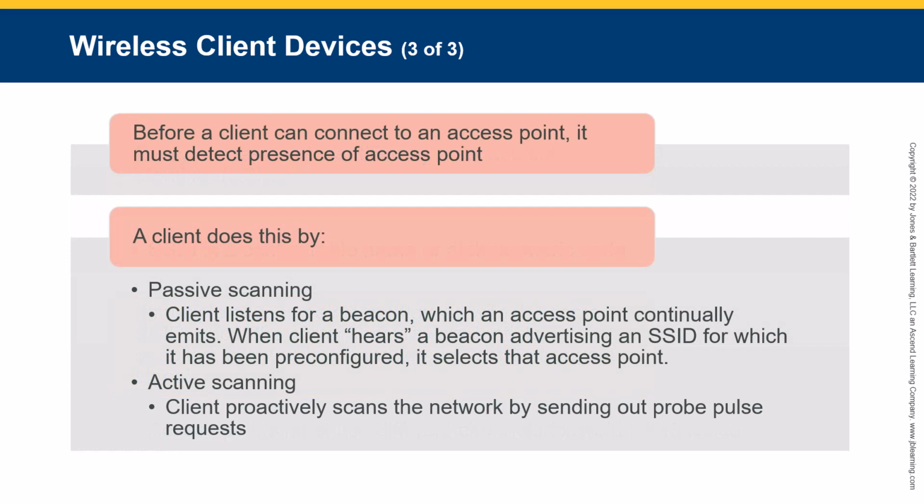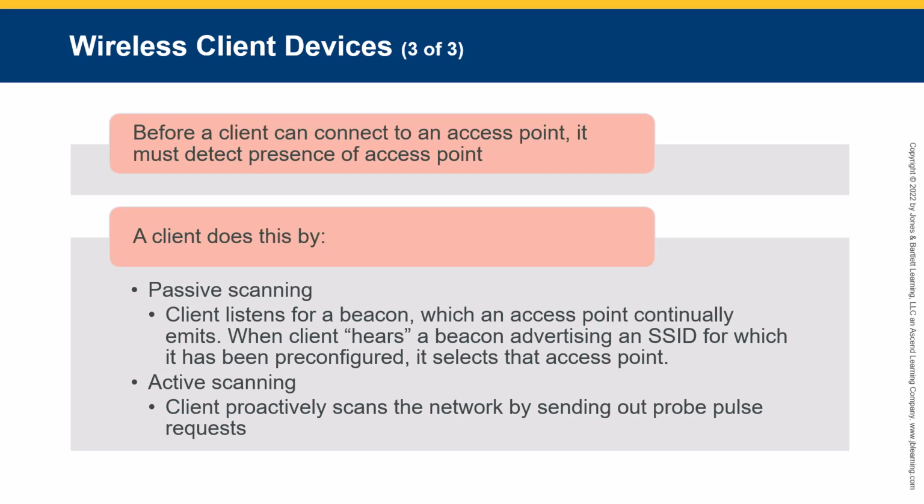Before the client can connect to the access point, you have to find the access point. You have to receive some probes. The client should do this by passively scanning, listening for the probes or beacons, which the access point will continuously emit. When the client can hear it, can identify the beacon advertising the appropriate SSID, then if it's pre-configured to automatically connect, it will automatically connect.